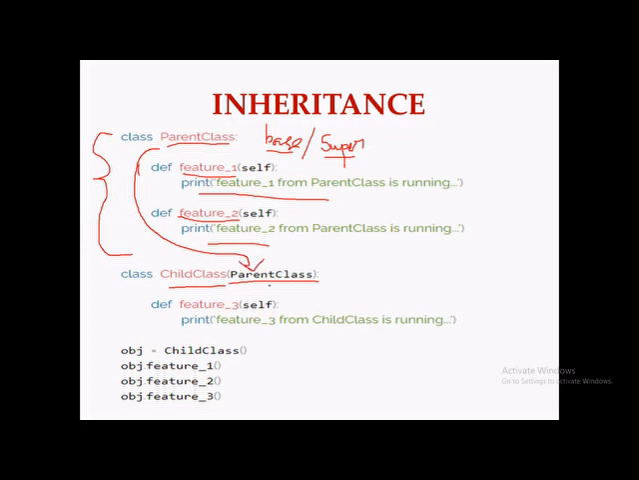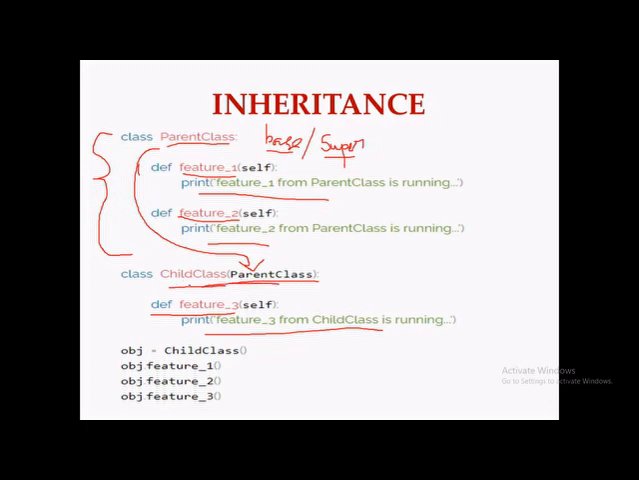Now we have inherited the parent class in the child class. What we have done in the child class is we have another function, feature 3, and we are just printing a statement. After that, we have two classes. The class names are class parent and class child. We have inherited the parent class in the child class by using this syntax.